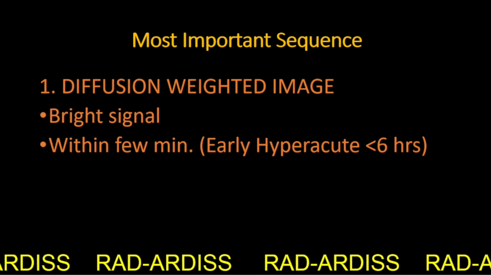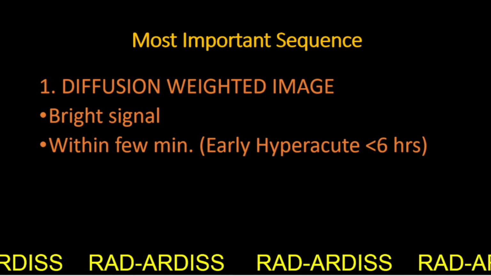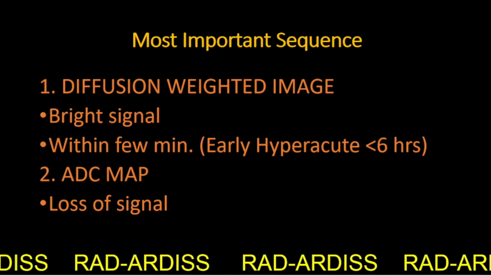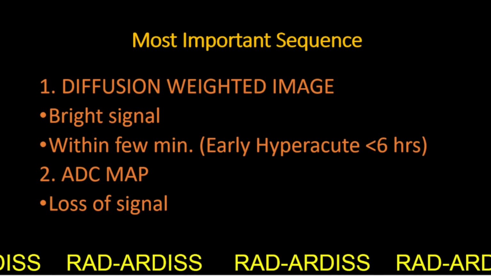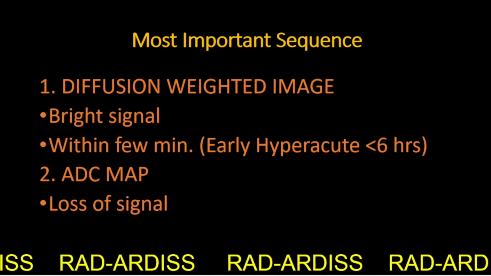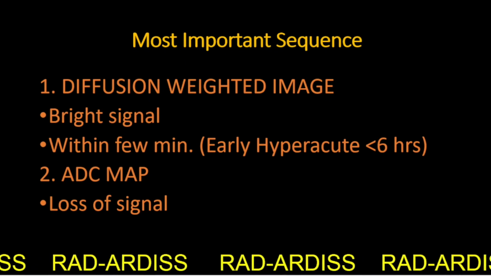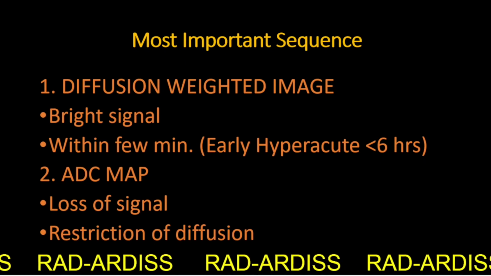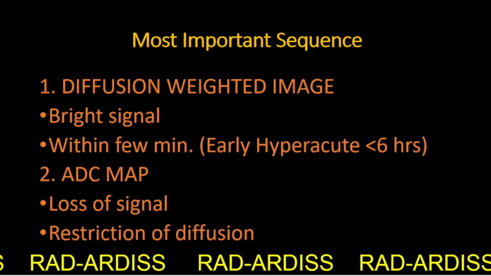Along with the diffusion weighted image, I would like to look into the ADC map. On the ADC map, the low ADC values will be registered as loss of signal and the area will appear dark. This is known as restriction of diffusion.